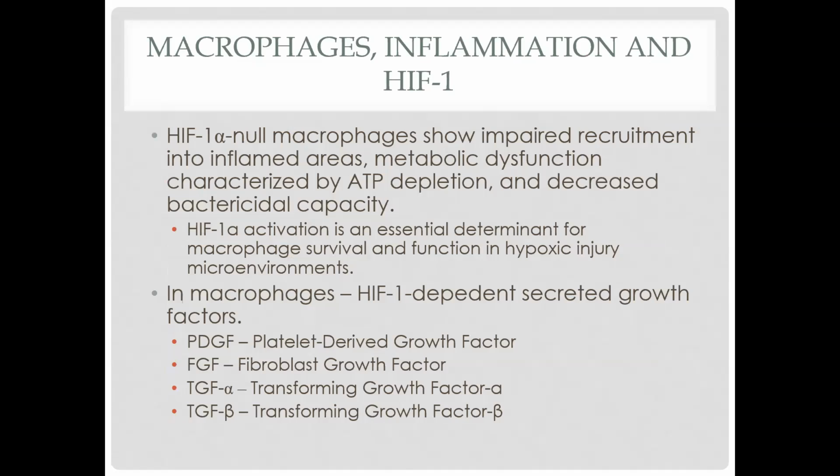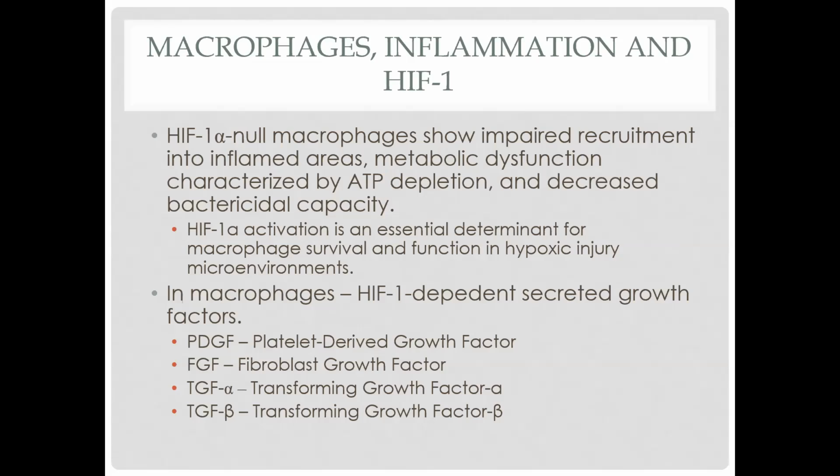All right, so if you use an animal model where you make macrophages that lack functional HIF-1 alpha, you have impaired recruitment into inflamed areas. You have metabolic dysfunction in the anoxygenic tissue that's characterized by decreased bactericidal activity, decreased ATP synthesis, and therefore ATP depletion. This demonstrates that HIF-1 is essential for macrophage survival in a hypoxic area that's been created due to injury.